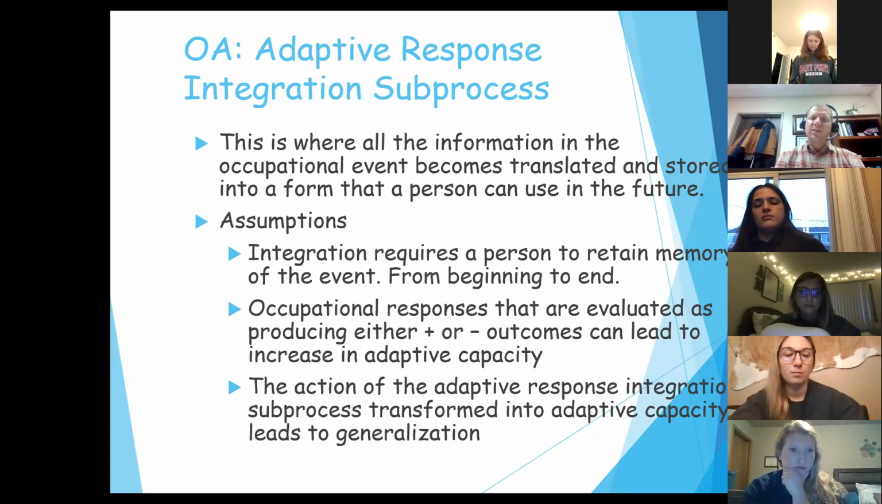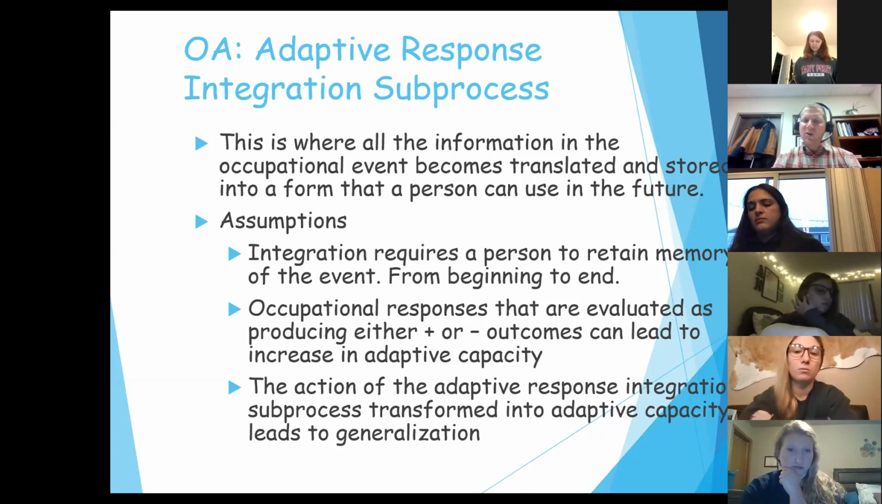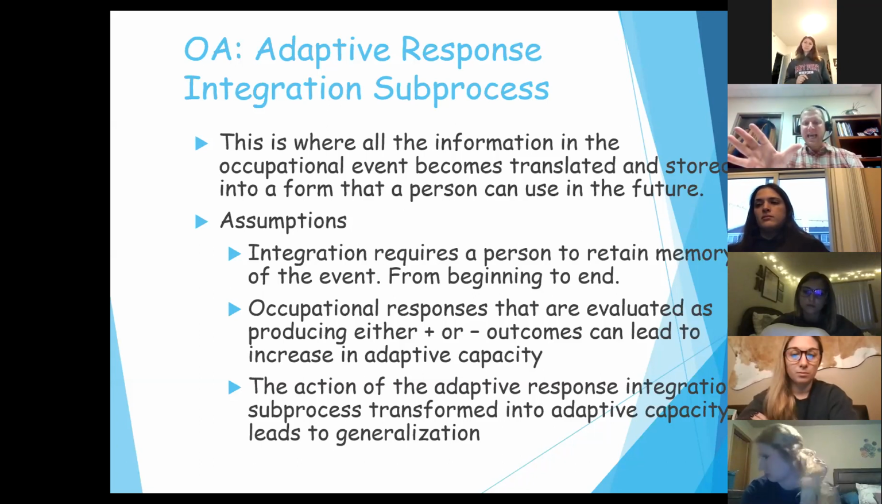The occupational responses that are evaluated produce either a positive or negative outcome. And even if they have a negative outcome with something, then it's a process. So they're going to try it again. They're going to try a different adaptive way. We're going to help them identify a different adaptive way, and we're going to keep going through that process until we get a positive one, until we increase their adaptive capacity.